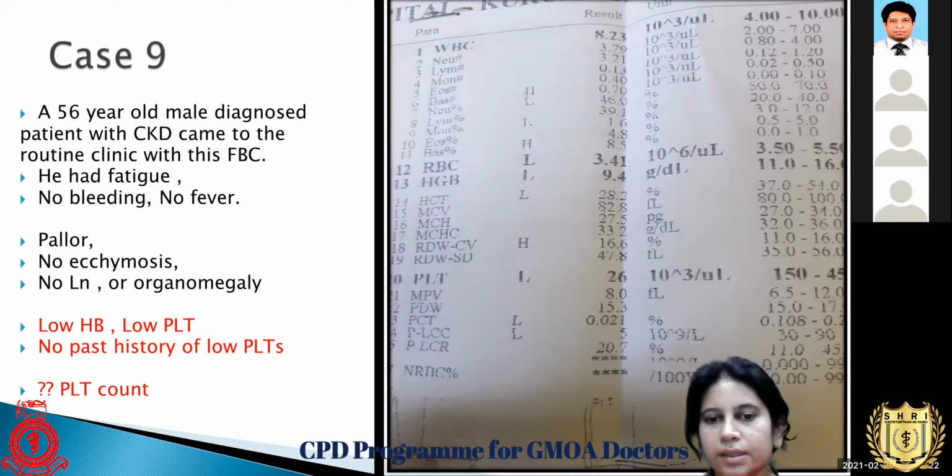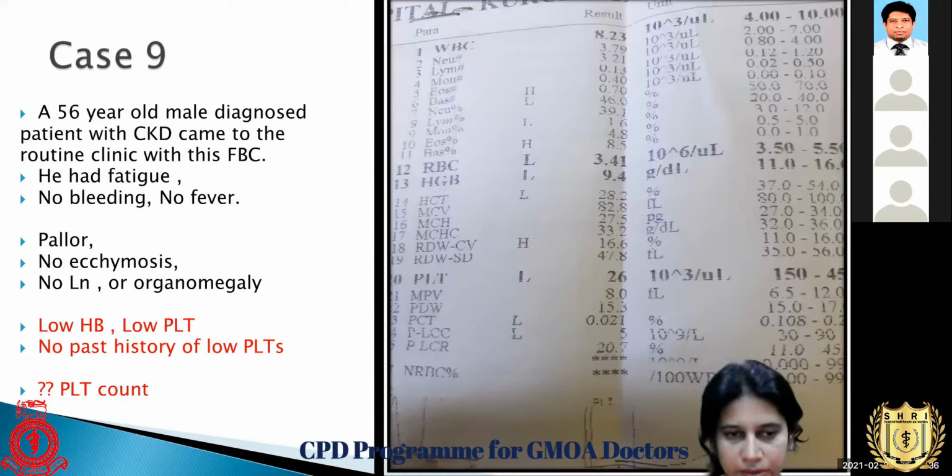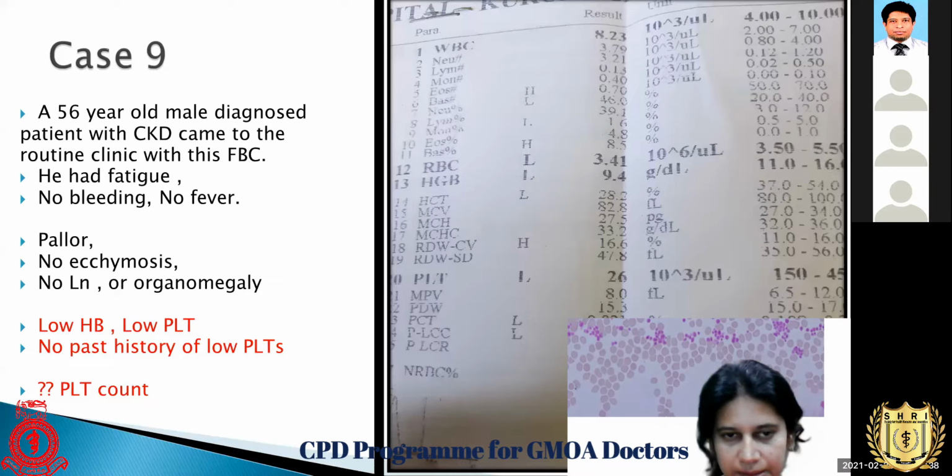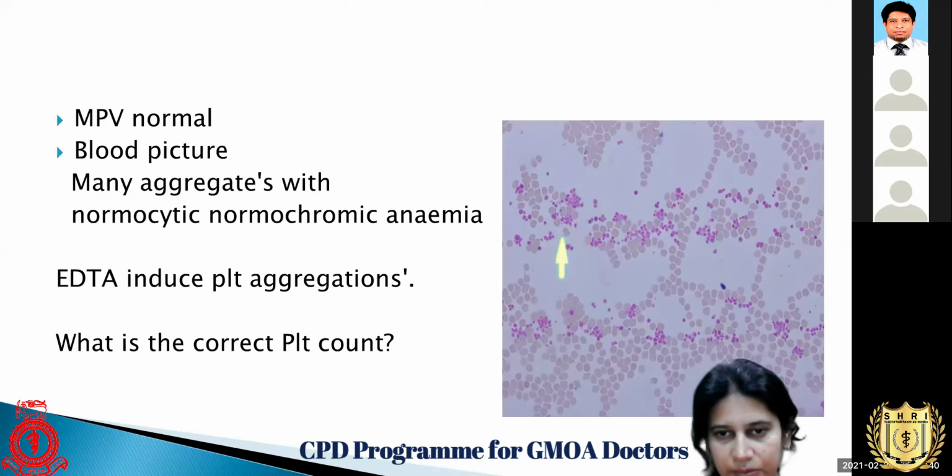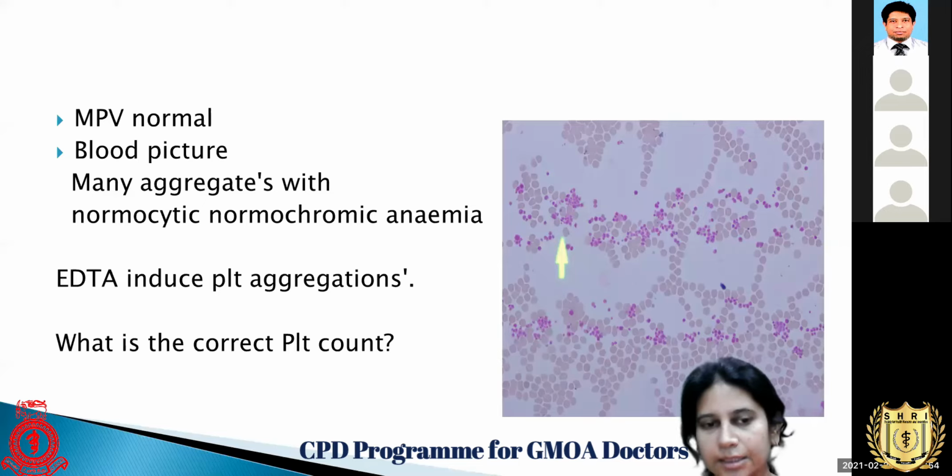So are you dealing with the correct report? Is this the correct platelet count? We repeated the count again, and you get the same platelet count, maybe a little lower than this value. So you have to check the blood picture. When you see the blood picture, can you see a whole lot of platelet aggregates with normocytic normochromic anemia? This is called EDTA-induced platelet aggregation. We see this type of case once a month.